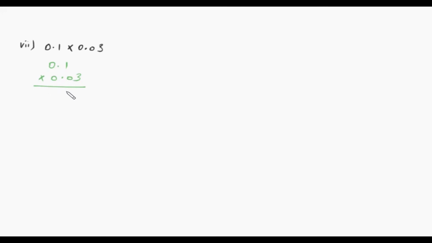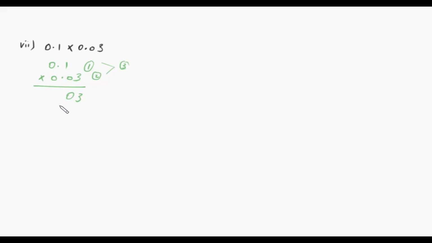Okay, so you can just say, how many decimal places are here? There is 1. How many decimal places are here? There is 2. So the sum of these decimal places is 3. That means your answer is going to have 3 decimal places. Now, let's say 3 times 1, that is 3. 3 times 0, that is 0.